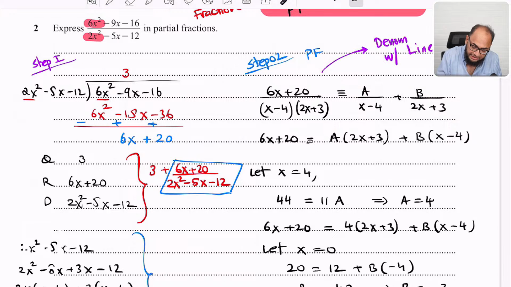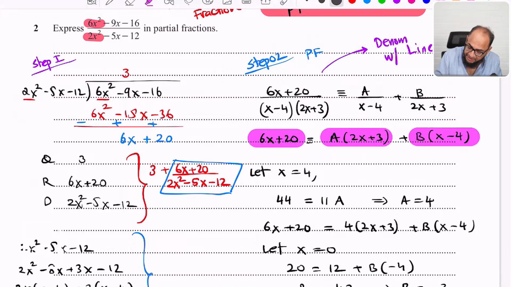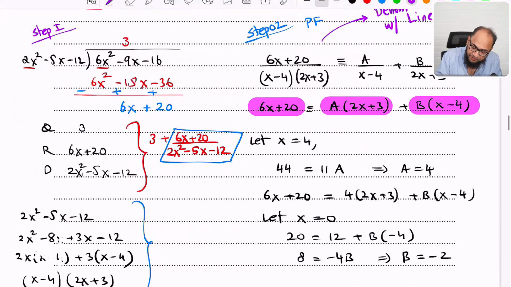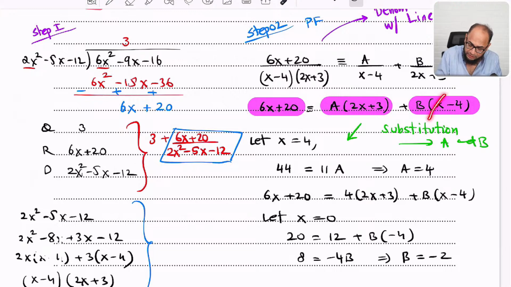And then you would say that this thing over here, 6x plus 20 is A times 2x plus 3, plus B times x minus 4. And then we use the concept of substituting different values. So substitution to find unknown constants A and B. Now you have to make a wise substitution. That is, if I choose x is equal to 4, so this constant will disappear. I'll find the value of A. So let me write down the value of A. A comes out to be 4.